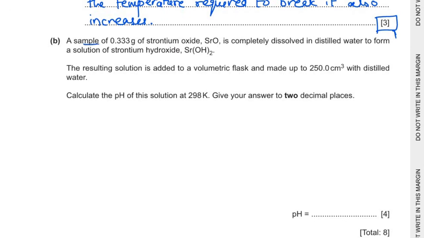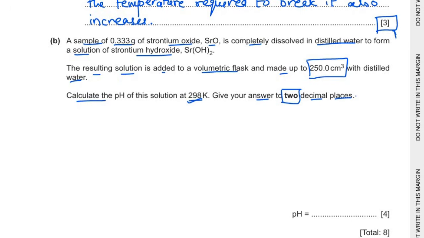It says a sample of 0.33 gram of strontium oxide, SrO, is completely dissolved in distilled water to form a solution of strontium hydroxide. The resulting solution is added to a volumetric flask and made up to 250 cm3 with distilled water. Calculate the pH of this solution at 298 Kelvin and give your answer to 2 decimal places. Remember, you have to calculate it to 2 decimal places and the pH of the solution is at 298 Kelvin.